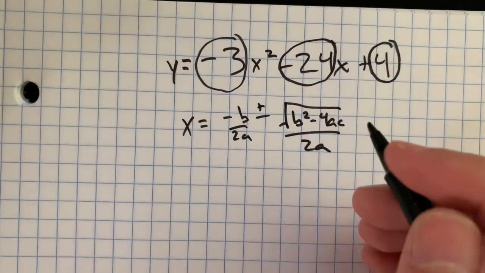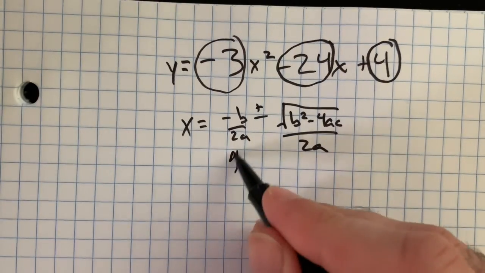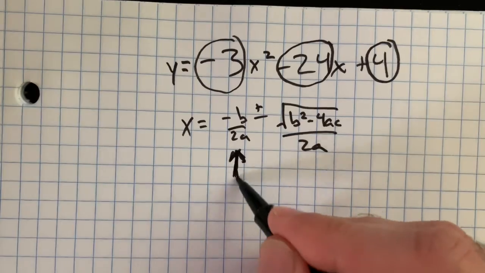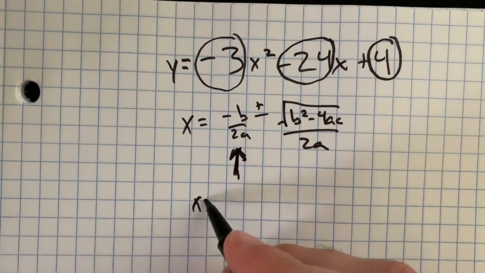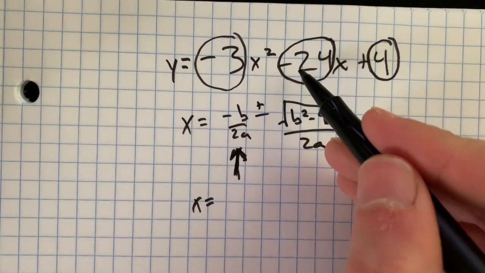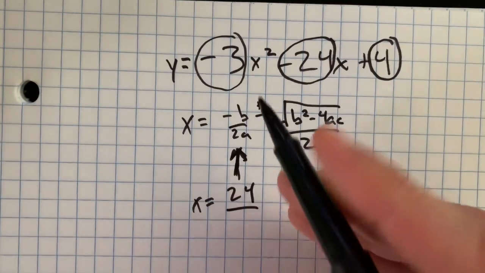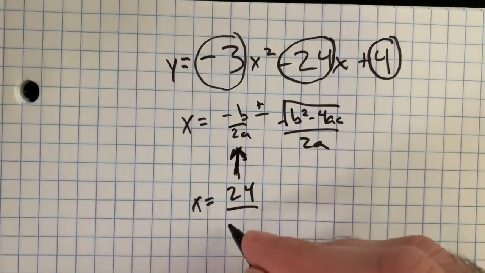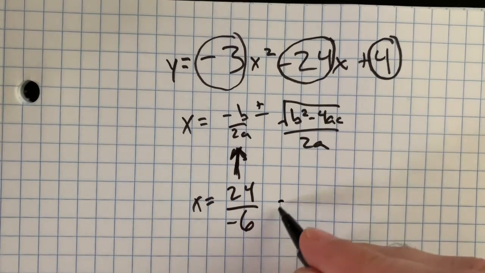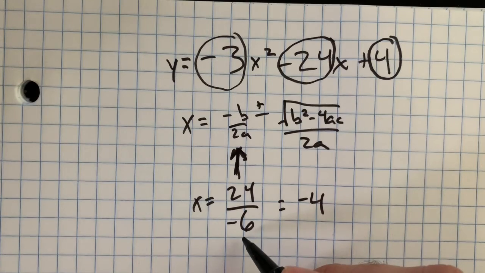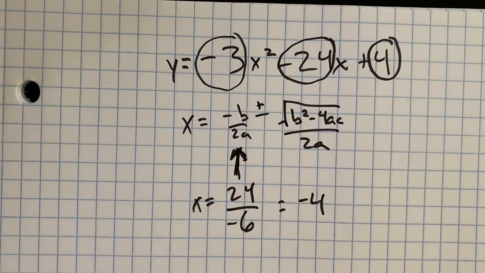But if I want to find the location of the vertex, this part right here, negative b over 2a, is all I really need to know. So the vertex is at x equals negative b. Well, if b is negative 24, then it's positive 24, over 2a. 2 times negative 3 is negative 6, which gives me negative 4. When I simplify this, 24 divided by 6 is 4, and it's going to be negative. So now I know the x-coordinate of my vertex.